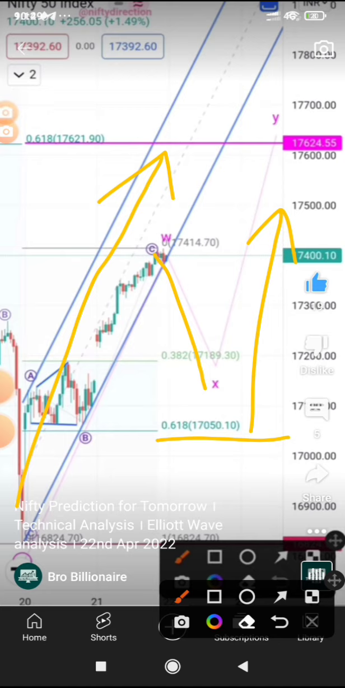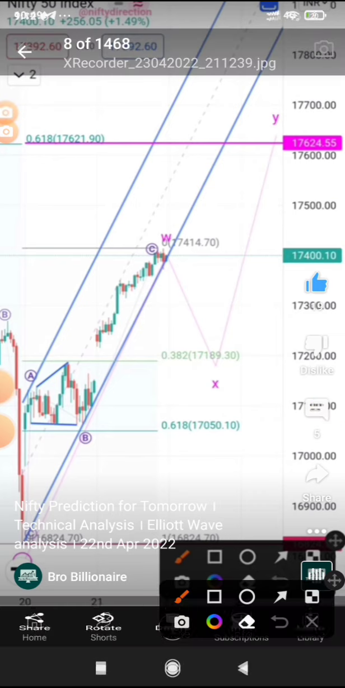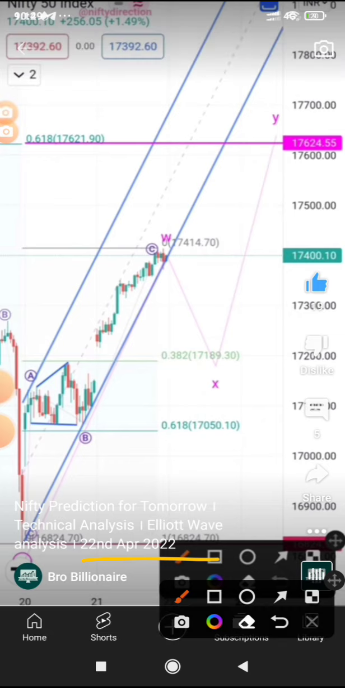If the trend is going to continue on the upside, it will come to any of these Fibonacci levels and then bounce back. That's the whole idea. We had discussed that in the 22nd April video. This was actually recorded on the 21st, and we had a title, Nifty prediction for tomorrow, which is 22nd April.